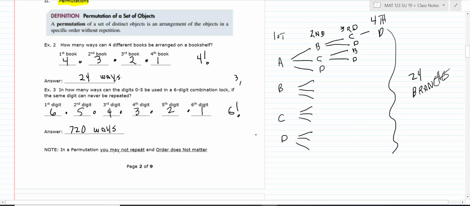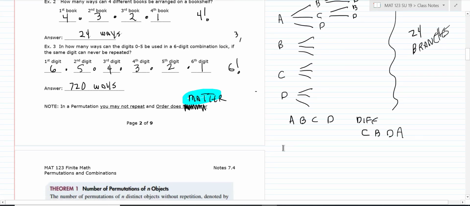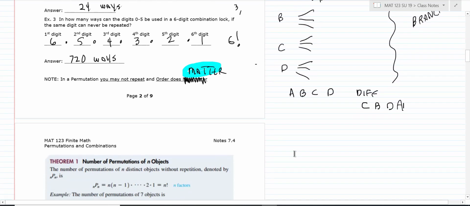So in a permutation, you may not repeat. And this is wrong. Order does matter. Shame on the teacher for putting that there. That's a bad mistake. So order does matter. We'll talk about what that means in just a minute. The idea on that would be like for the books: A, B, C, D is different than C, B, D, A. That's a different arrangement on the bookshelf, so order matters. We'll talk about what it means for order not to matter a little bit later.